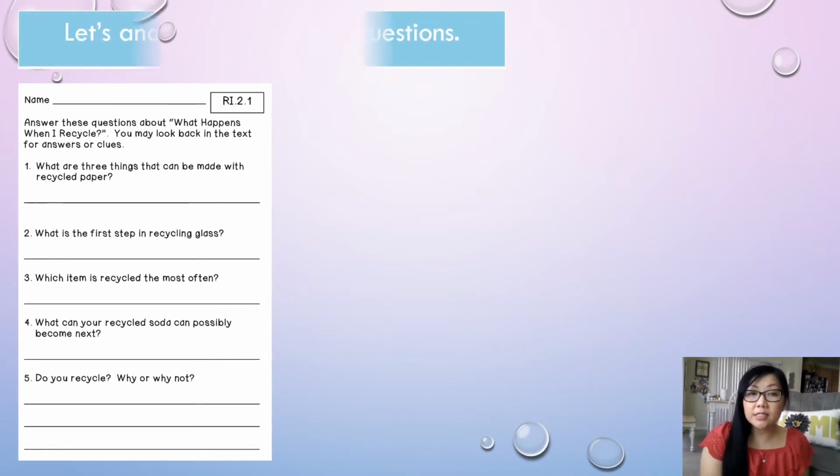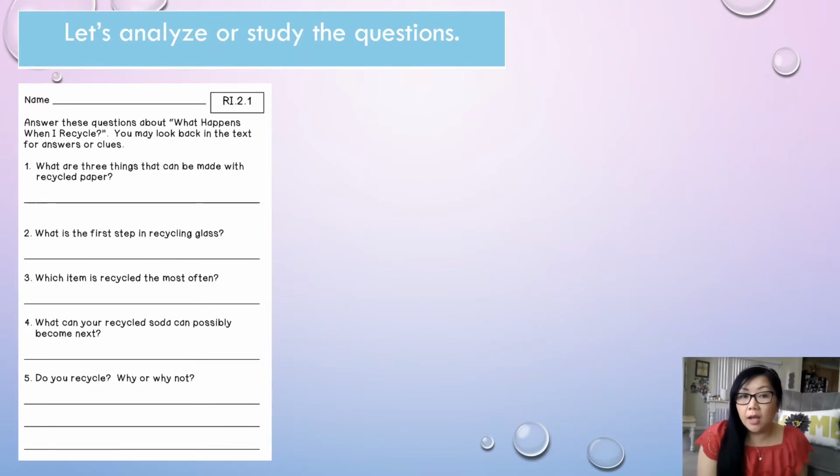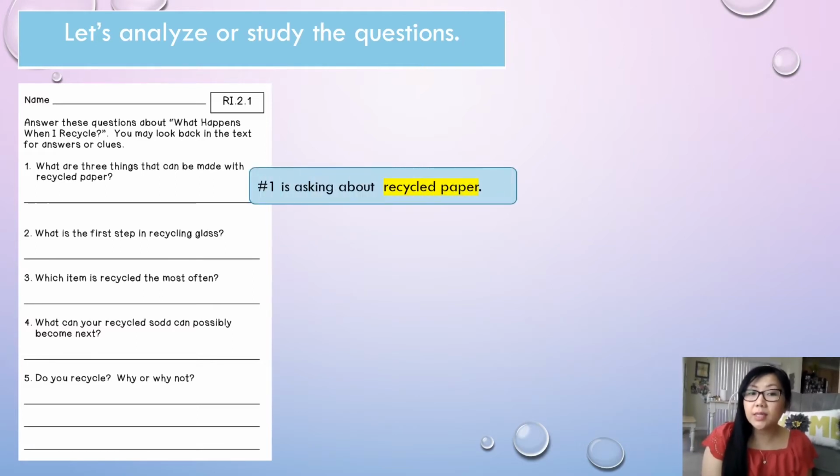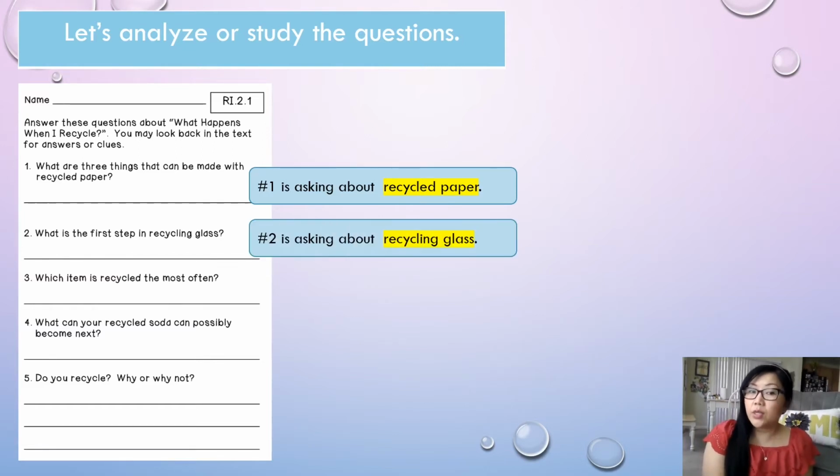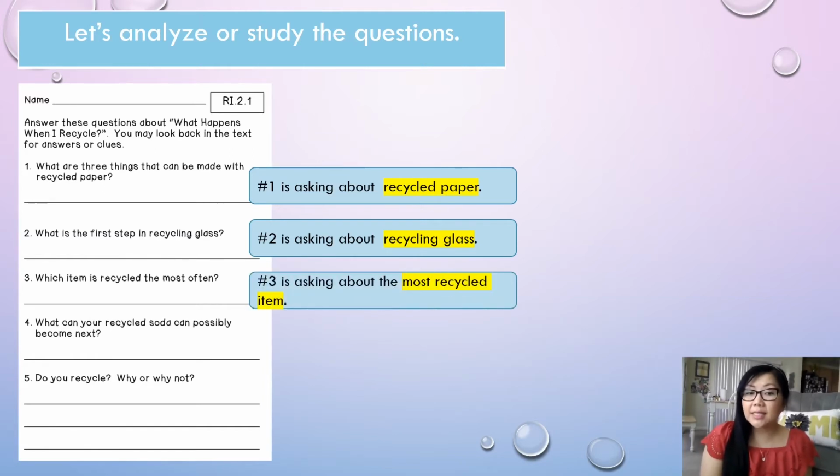So let's analyze the questions together. Question one, what are three things that can be made with recycled paper? So question one is asking about recycled paper. Question two, what is the first step in recycling glass? Question two is asking about recycling glass. Question three, which item is recycled the most often? Question three is asking about the most recycled item.